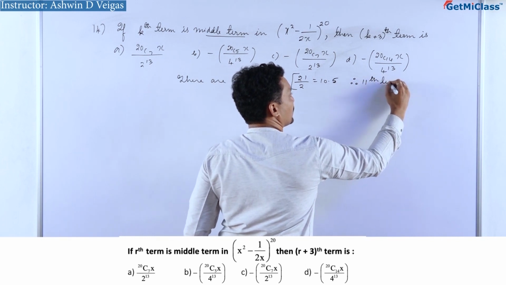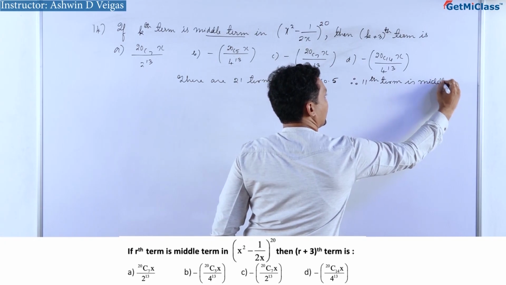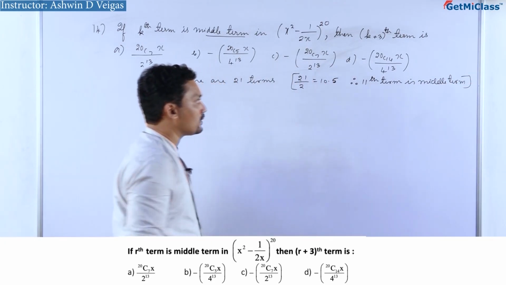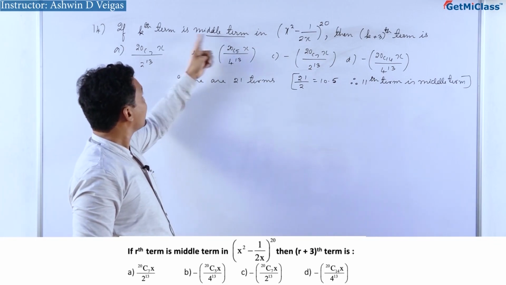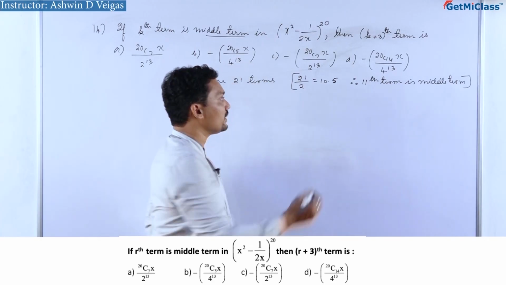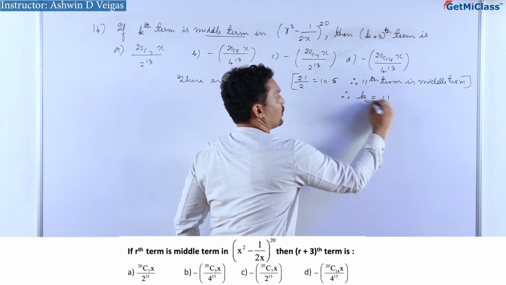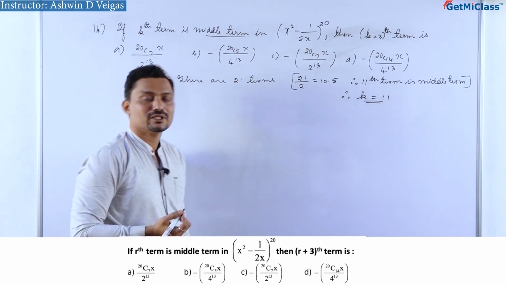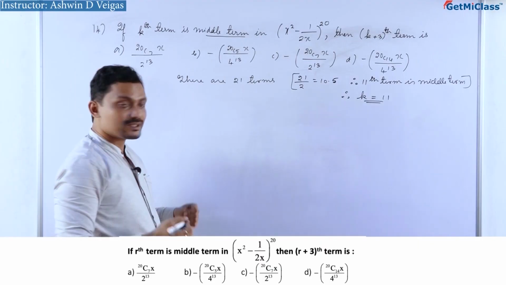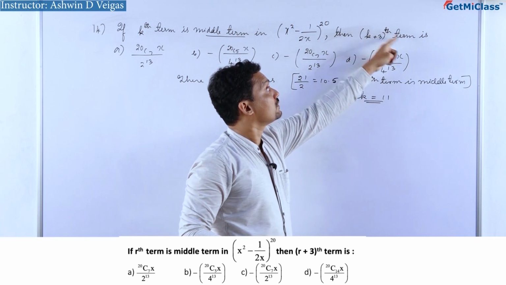So the 11th term is the middle term, and that means the kth term is the middle term. Now the 11th term is middle, that means k should be 11. This simply says that k should be equal to 11, because the middle term is called the kth term. Now the question is asking us to find the (k+3)th term.